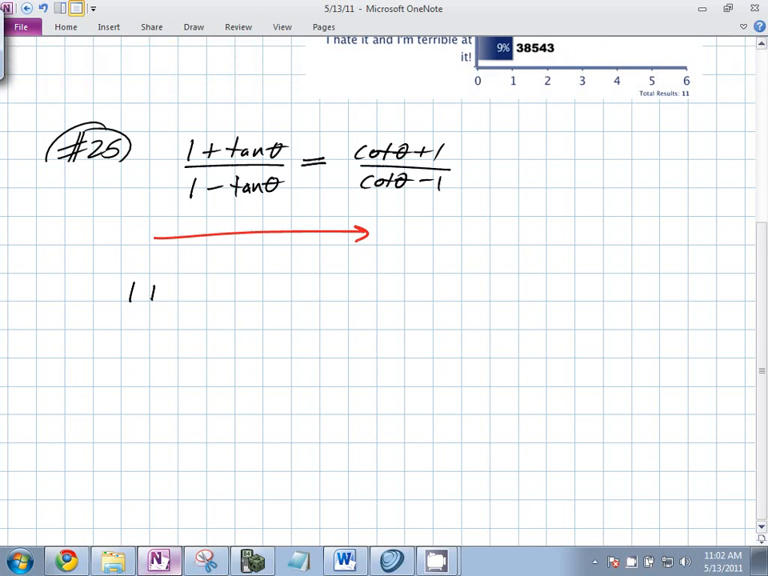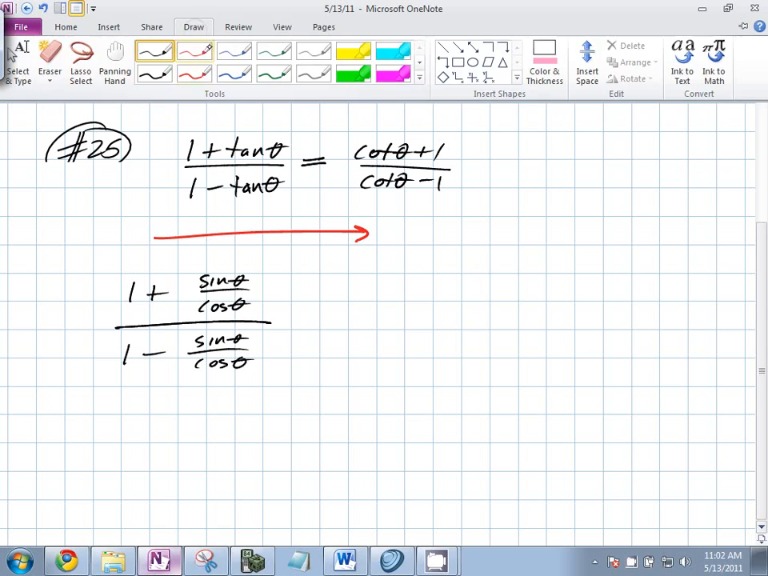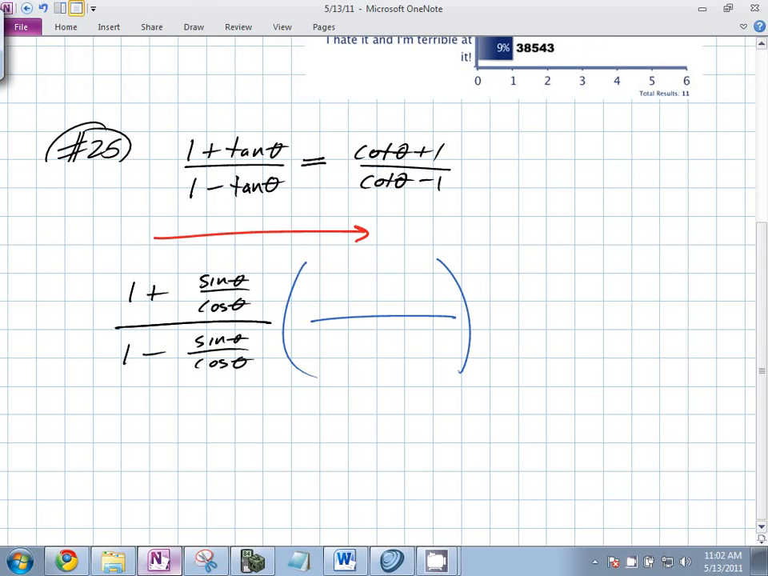Yeah. So 1 plus sine theta over cosine theta all over 1 minus sine theta over cosine theta. So at this point, what are you going to do? Multiply what? Multiply cosine. Need a complete sentence. Multiply by. Cosine theta is not 1. You can't multiply by just cosine. So let's use the whole complete sentence.